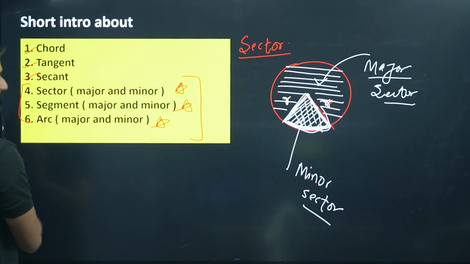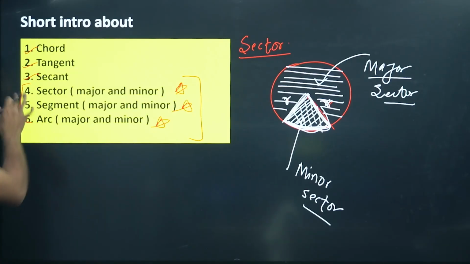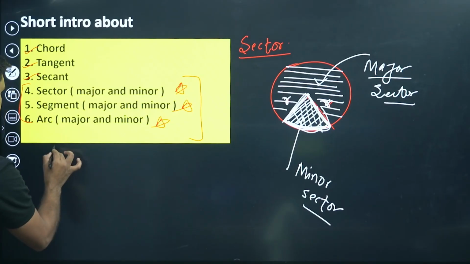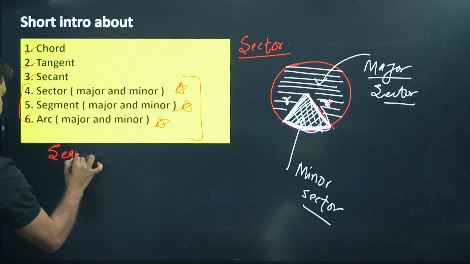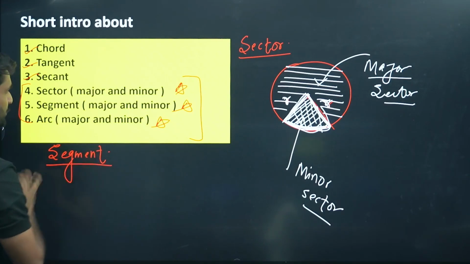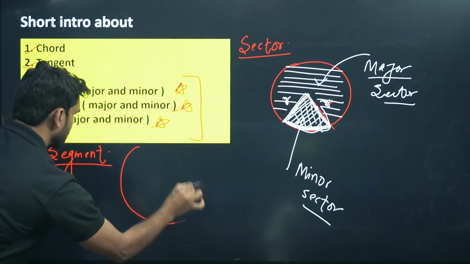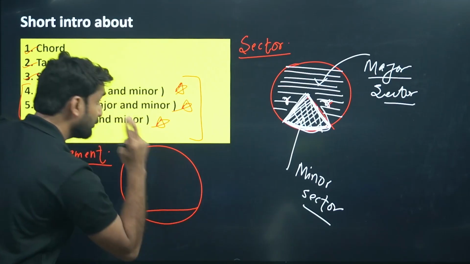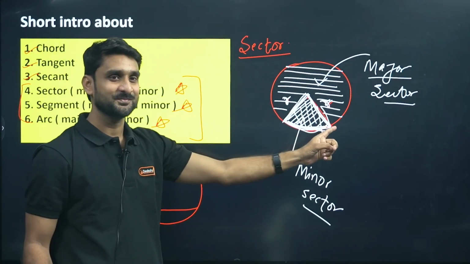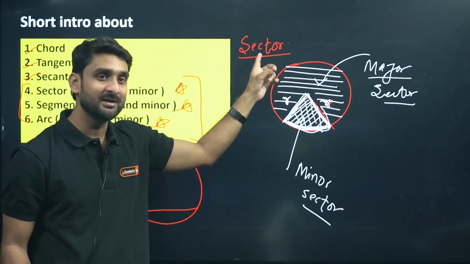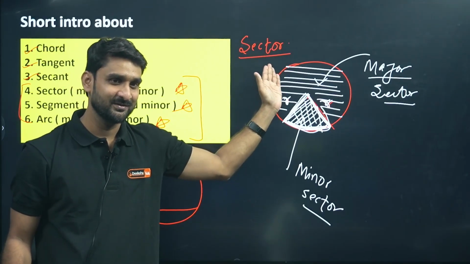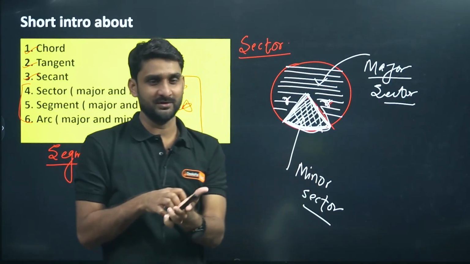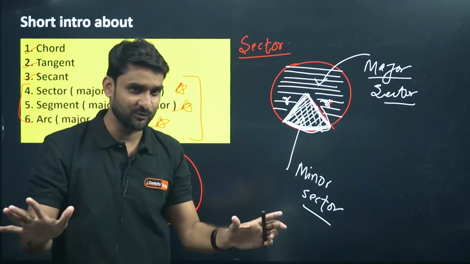Now the next topic is segment. What is called segment? Let's say this is a circle, and you are drawing a chord, not two radii. If you draw two radii, the sector term will be introduced there. If you are drawing radii, the portion swept out is called a sector.